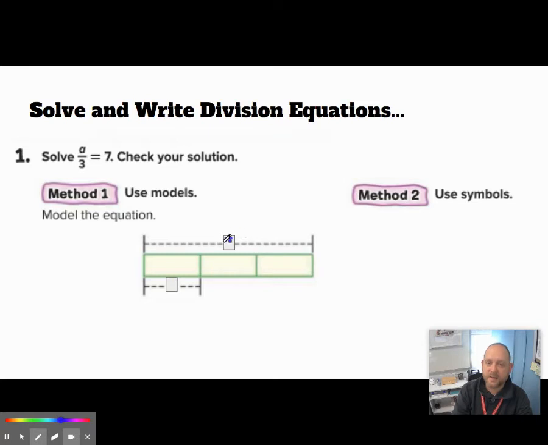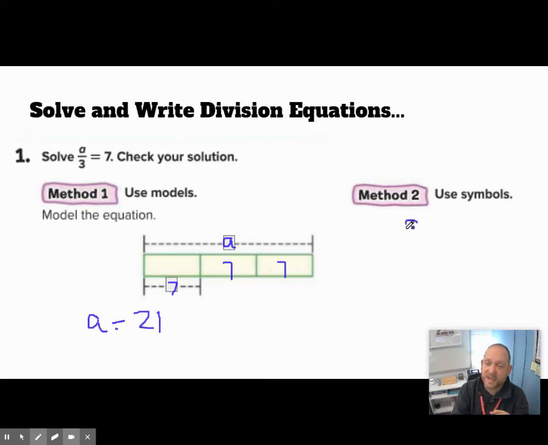I'm looking for a now. That's my total amount I'm looking for. And I know if I divide it by 3, each little group should be worth 7. So there we go. If I do this, I can run this backwards. 7 plus 7 is 14, plus one more 7 would give me 21. Or I can use symbols.